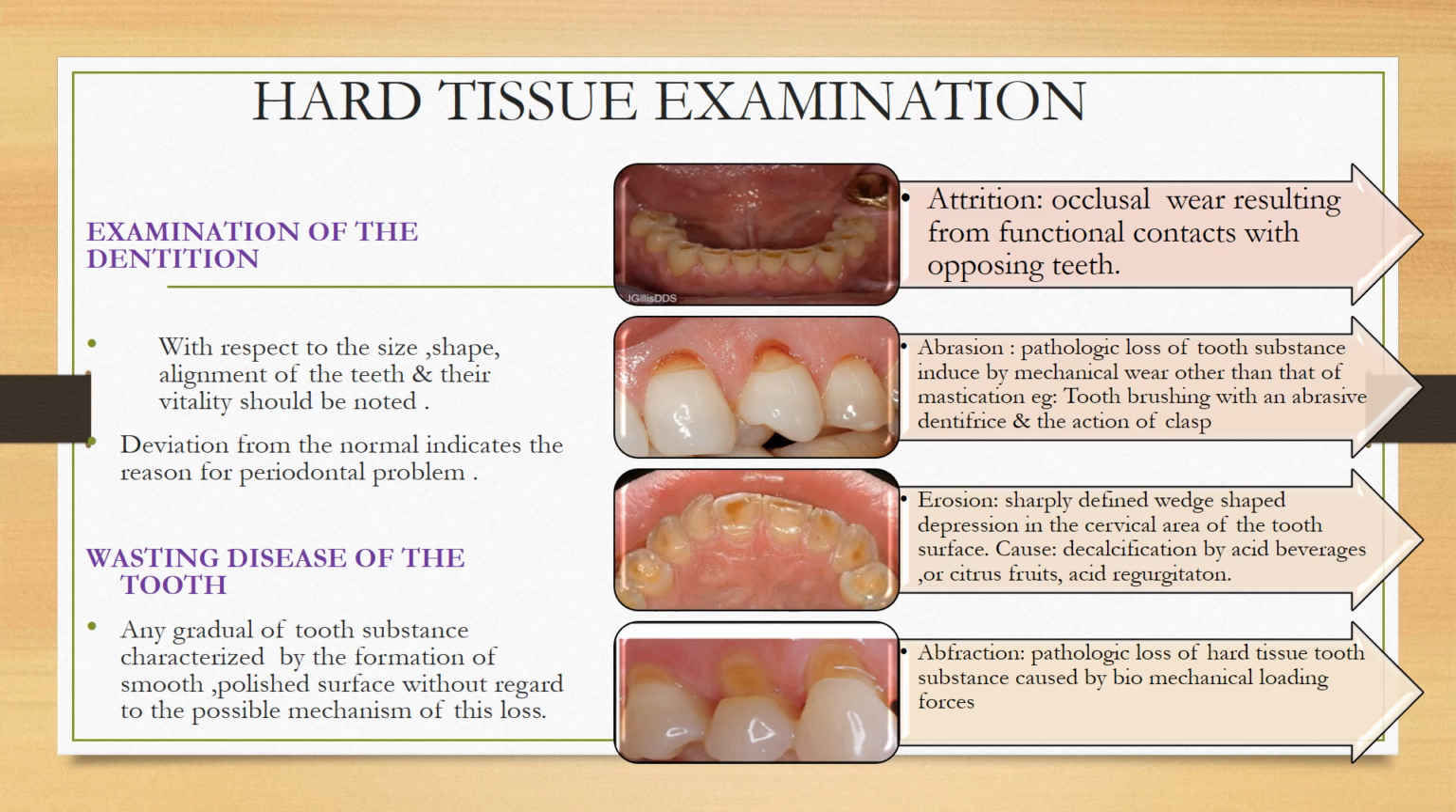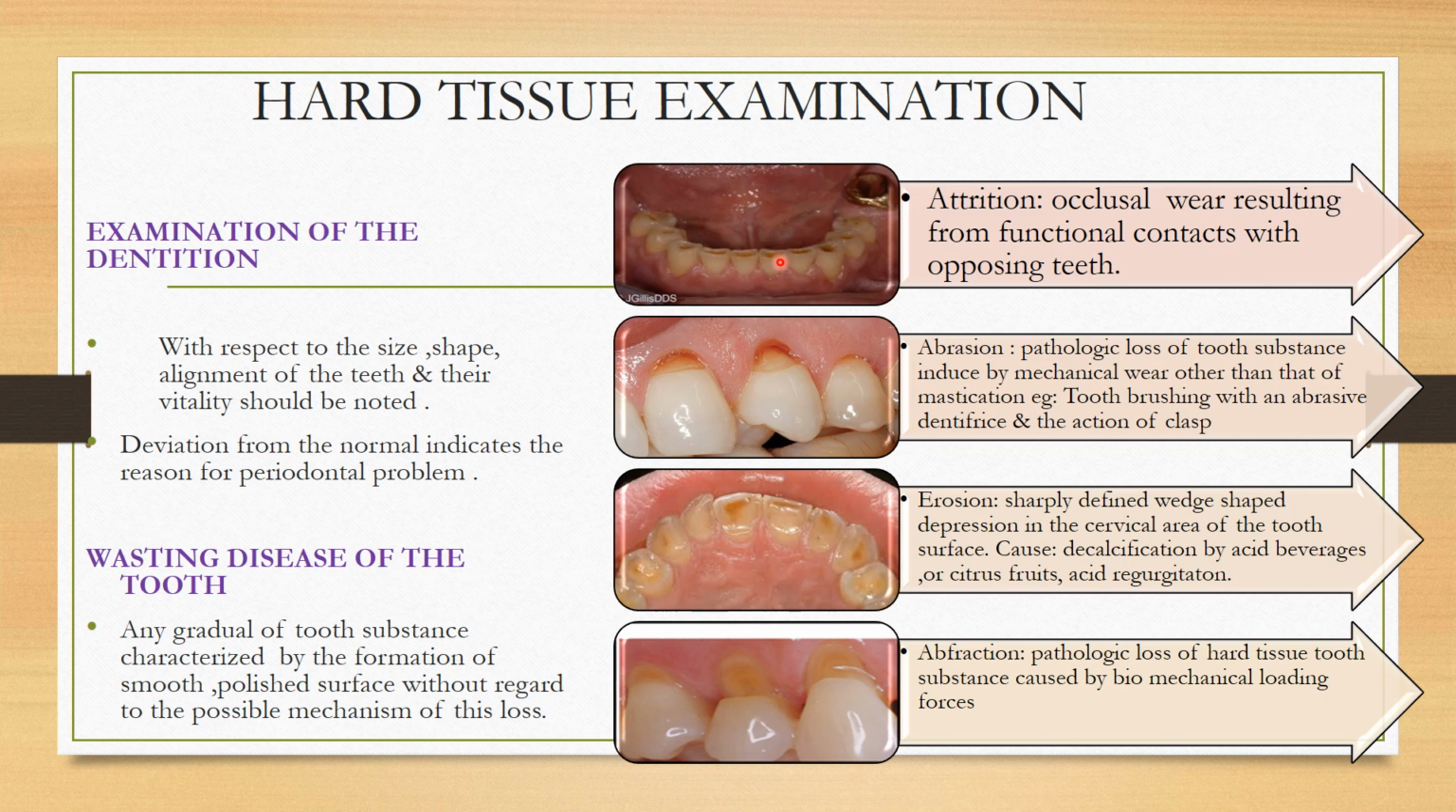Any gradual change of tooth substance characterized by the formation of smooth polished surface without regard to the possible mechanism of this loss can be defined under different terminologies, that is attrition, abrasion, erosion and abfraction. What is attrition? Attrition is the occlusal wear resulting from functional contacts with opposing teeth. So you can see in the picture that a clear cut, like the incisal edges will be attrited.